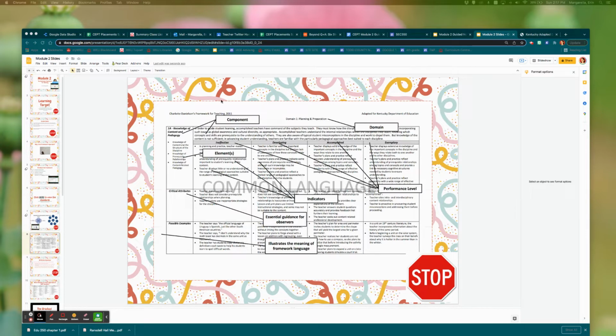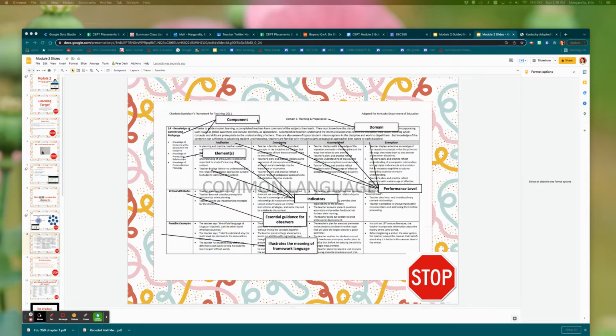So first, let's look at the domain. Remember, I said that's the big puzzle piece of this whole framework experience. So this is domain one, planning and preparation. We know right off the bat that this page is referring to things that happen outside the classroom, before the lesson. So how prepared the teacher was and what went into the planning of this lesson.